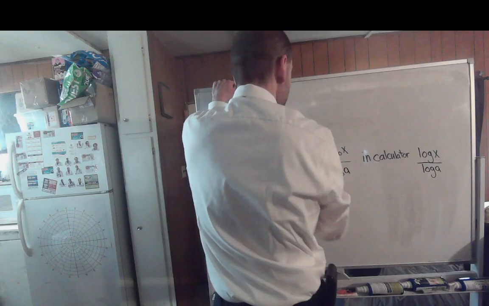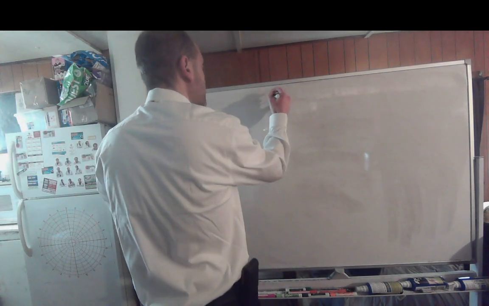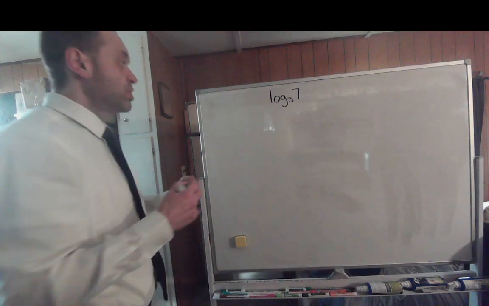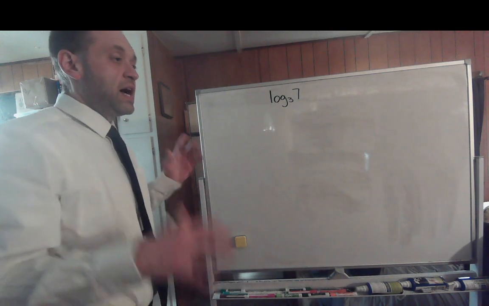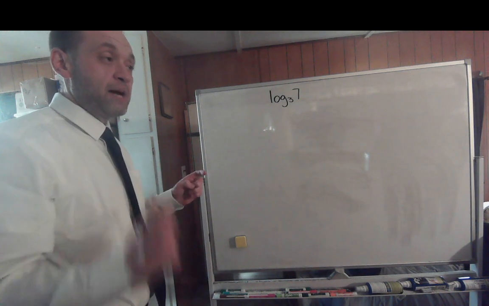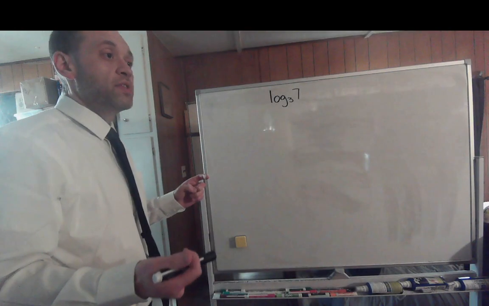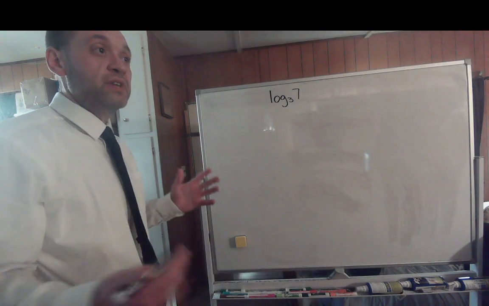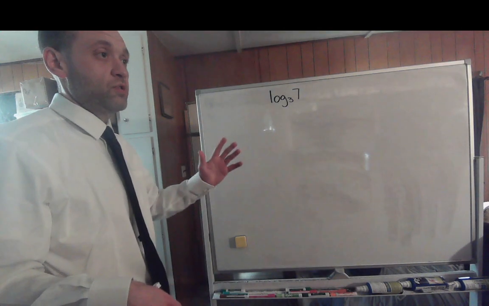Let's do some examples here. We're going to take some logarithms. We're going to round the result to 3 decimal places. So let's say we're given log base 3 of 7. I'm going to first do this with the common logarithm, and then I'm going to do it with the natural logarithm. And we should arrive at the same answer, just to prove it doesn't matter what base you desire to change it to.